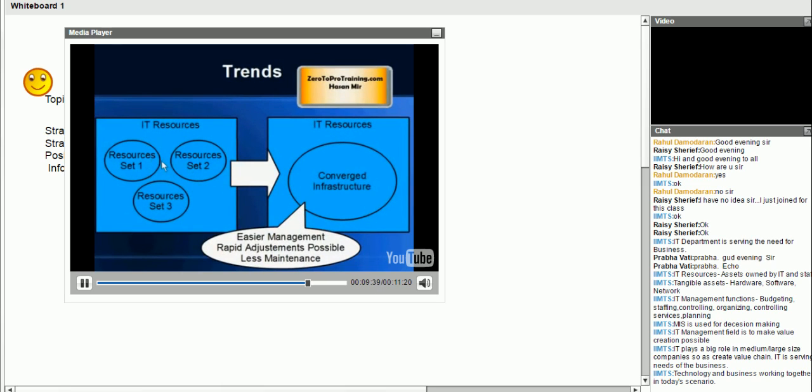5 people, let's say, supporting each silo here, and 15 people altogether are more expensive than 10 people serving or maintaining one converged infrastructure. So 3 different networks are more expensive to maintain than one big network.